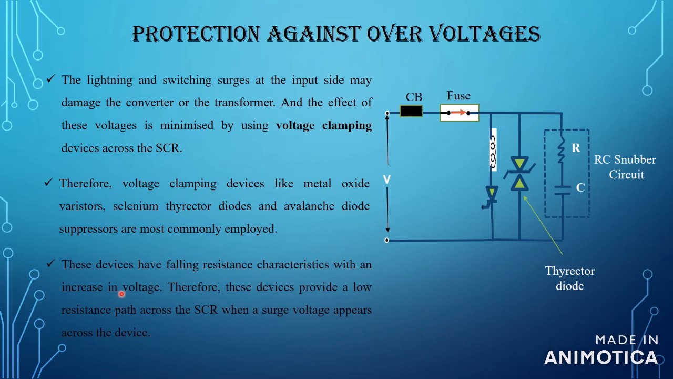That is, whenever there is an increase in the voltage, the resistance of these devices will fall. So as such, this will provide a low resistance path. So whenever there is a low resistance, the voltage across it will be very much lesser. So it will suppress the voltage, thereby protecting the SCR against the over voltages.